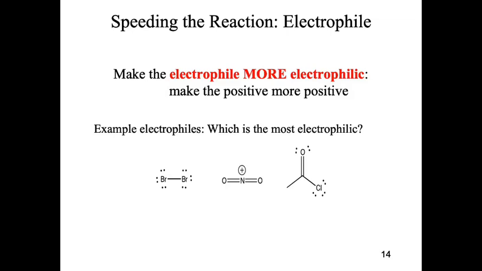Okay, so speeding the reaction. We can make our electrophile more electrophilic, which means we need a more positive electrophile. Okay, so electrophiles. Which of those do you think is the most electrophilic? Well, an electrophile is positive. Which of those is the most positive? The middle one. There's a formal positive charge on it. That one's exceptionally electrophilic. Which one's the next most?